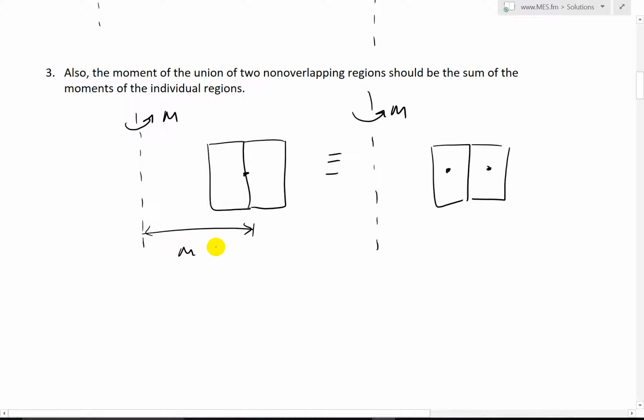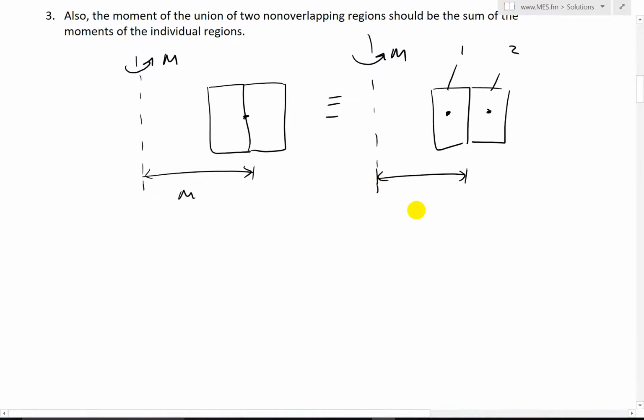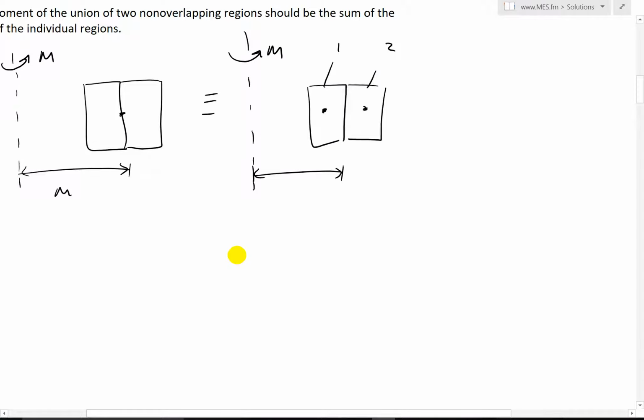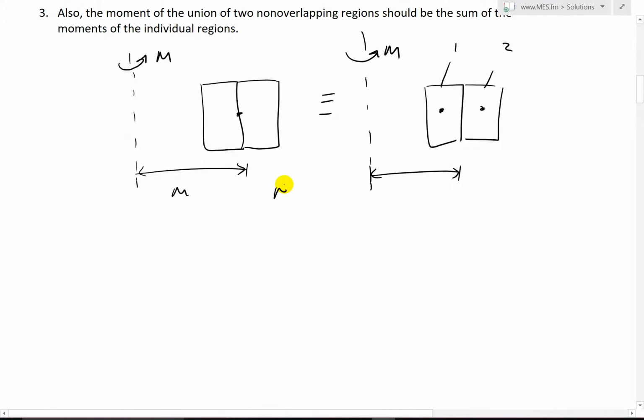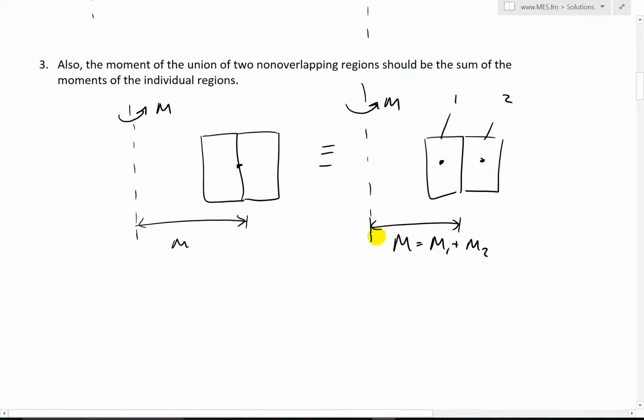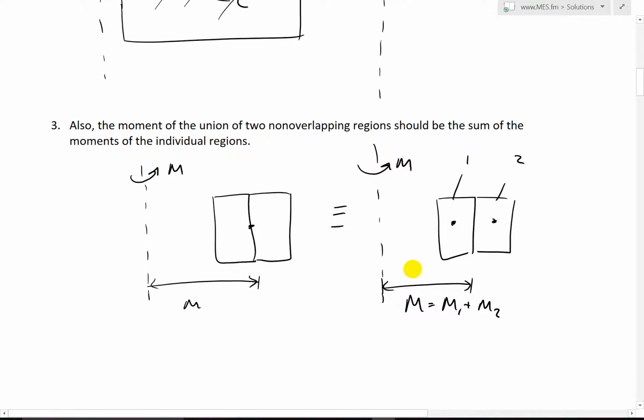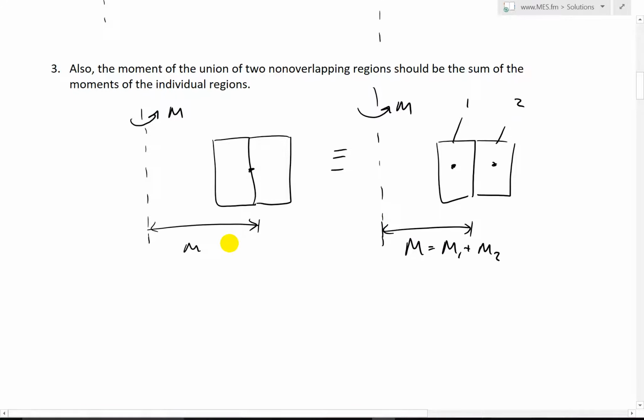would have to equal, let's say we had 1 and 2. So the moment, I'm just drawing this because it's going to be mass times the length. This is going to be capital M, which would be a summation of both of the moments. So these have to be the exact same. So that's the principle, the third one we're going to use.